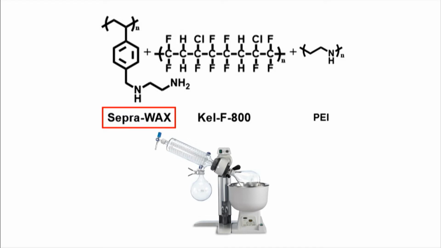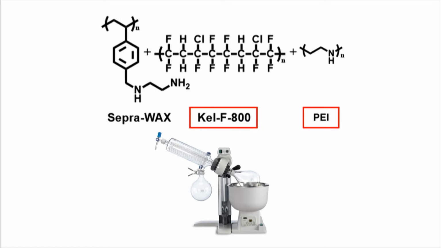I start with a polymer called Sepabeads wax. This polymer is a very popular sorbent currently used for PFAS extraction because of its high extraction efficacy. And I apply a chemical reaction by reacting this polymer with two special chemicals, KLF-800 and PEI. These two chemicals have the ability to give a high hydrophobicity to the final product. And this reaction took place in a rotary evaporator.